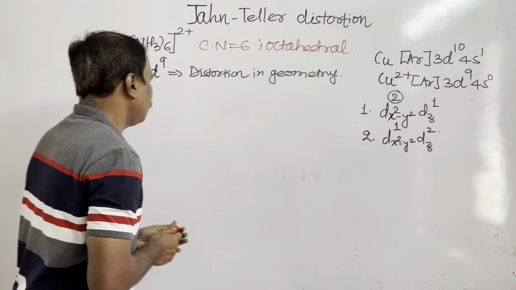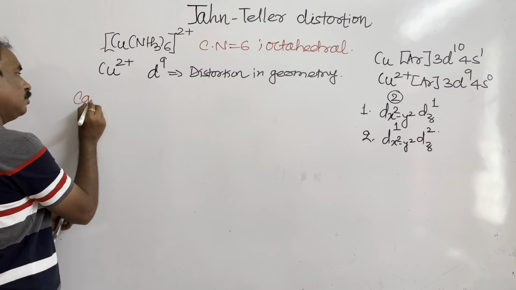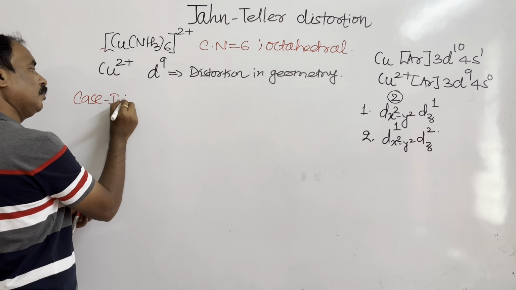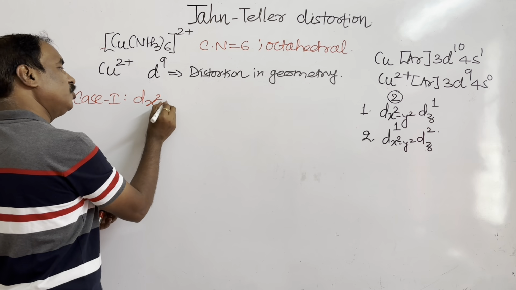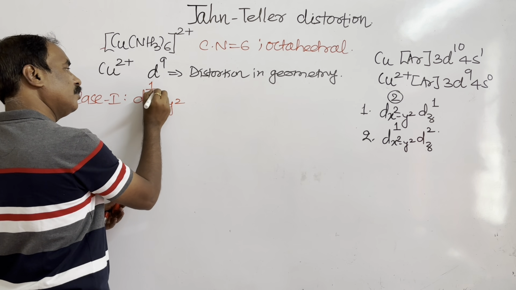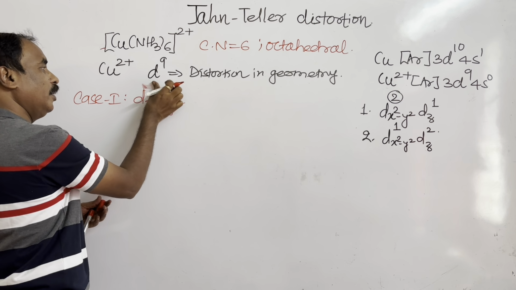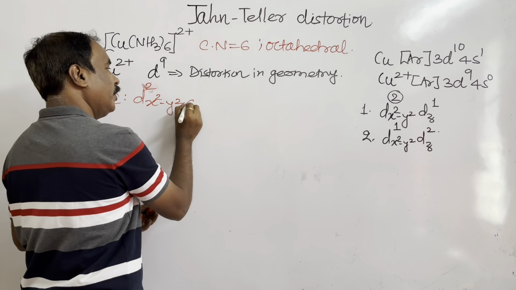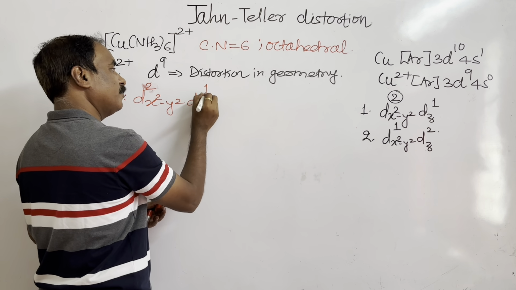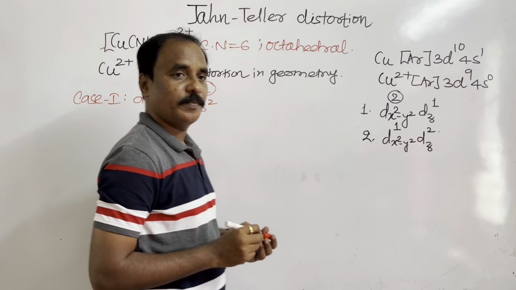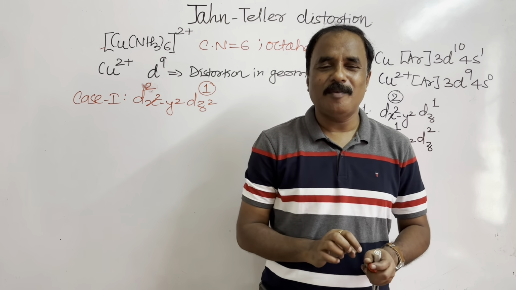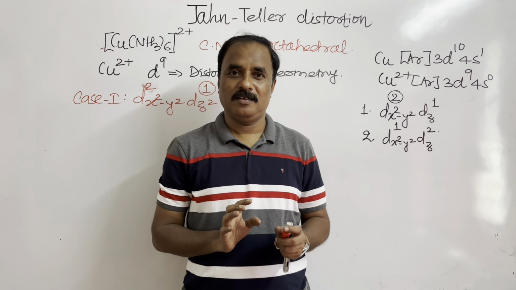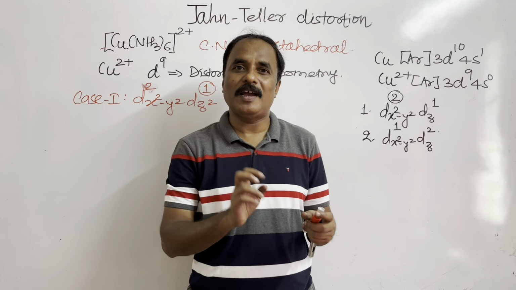I will take case number 1. Here, case number 1: when an unpaired electron is present in dz square, and in dx square minus y square the electrons are paired. Octahedral geometry, square planar, bipyramidal.